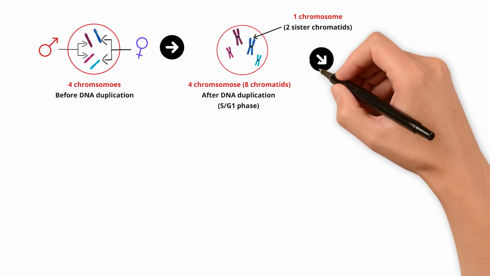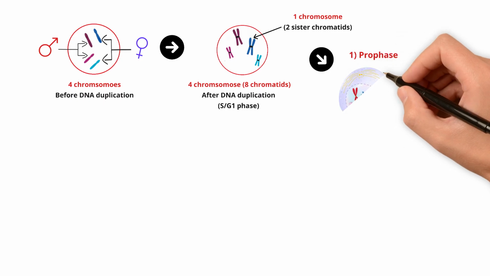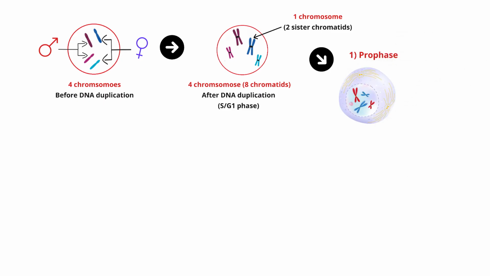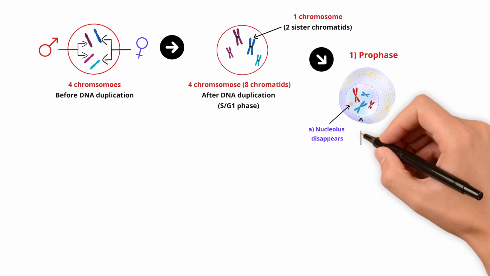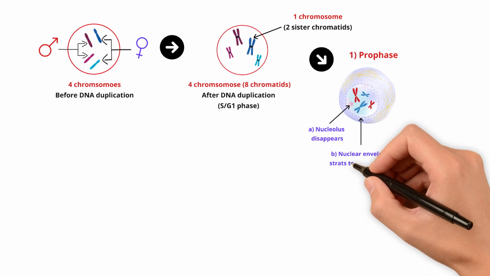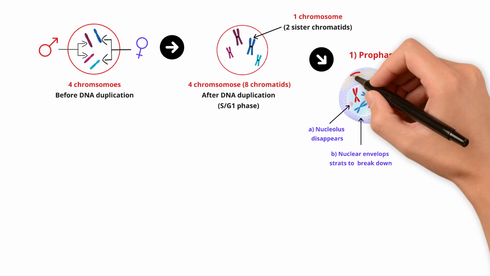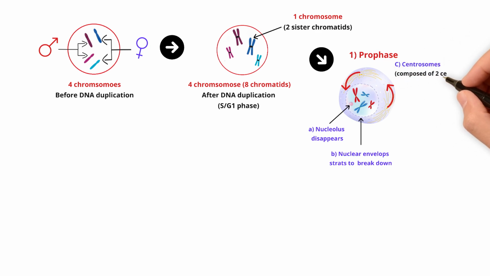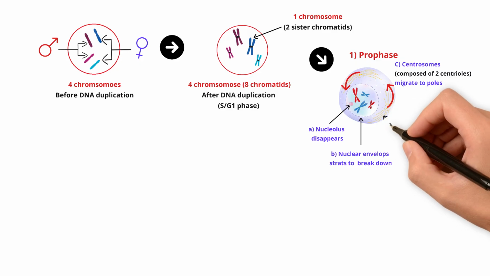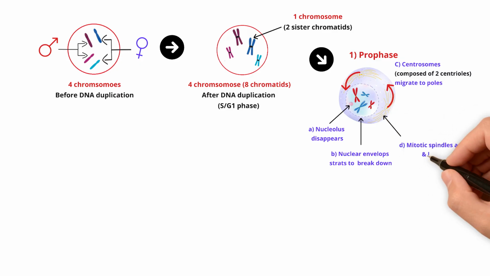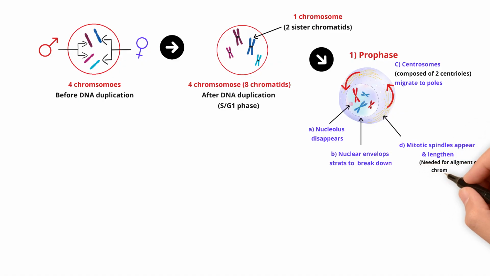Now, the first stage of mitosis is the prophase. During prophase, the nucleolus, which is responsible for making ribosomes, disappears. Also, the nuclear envelope begins to break down, marking the start of visible cellular division. Meanwhile, 2 special organelles, called centrosomes, begin migrating to opposite sides of the cell. From these centrosomes, spindle fibers start to appear. As we will see later, this spindle apparatus is essential for movement and alignment of chromosomes in the upcoming stages of mitosis.